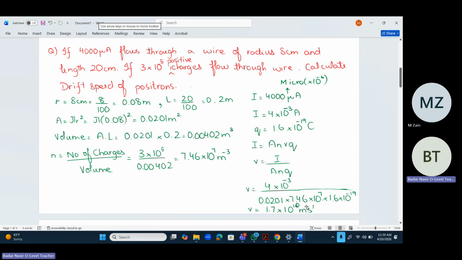So step by step when you do a numerical, the chances of error reduce. And the second thing is that when you're rechecking or reviewing something, it's easier for you to find out a mistake if you have made any. Just do it a little step by step.